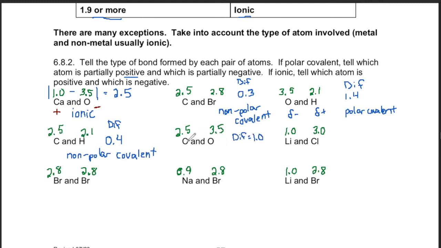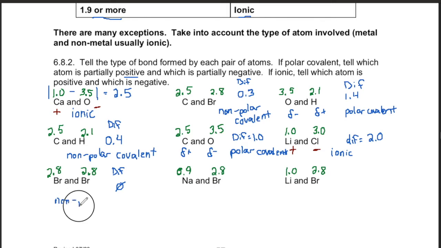The difference between carbon and oxygen electronegativity is 1.0. So this is a polar covalent bond, and oxygen is pulling more strongly, so that would be partially negative. The carbon would be partially positive. We already know that lithium and chlorine make an ionic bond. They do have a pretty big difference in electronegativity. Lithium is the cation and chlorine is the anion. Bromine and bromine have no difference between them. So this is a nonpolar bond.